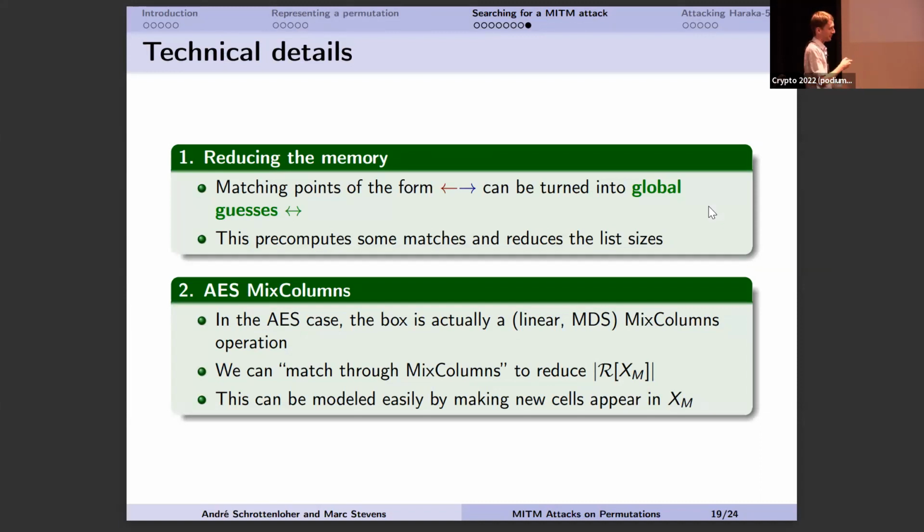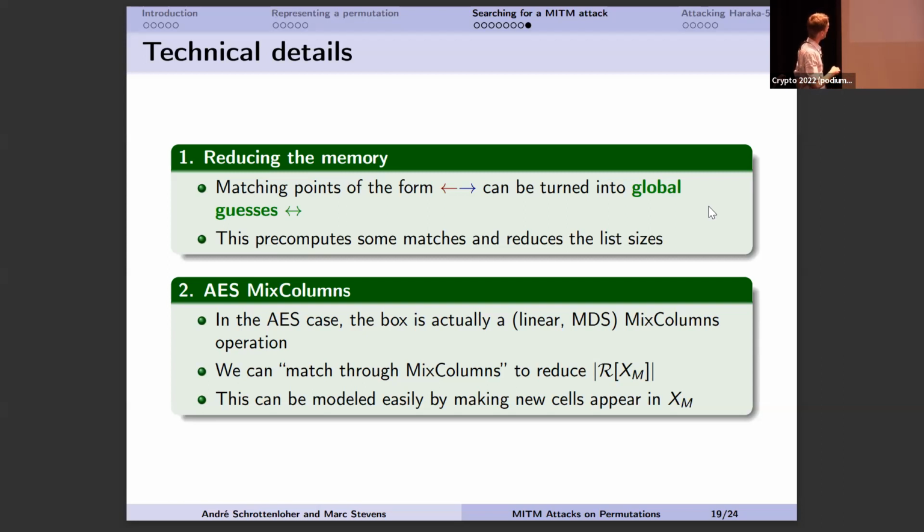I presented a very simple version. Actually, to get really nice attacks, you need to reduce the memory used as much as possible. And this is done by creating some guesses inside the path, and they will naturally appear. This is basically pre-compute. You can pre-compute some matchings between the backward and forward path.